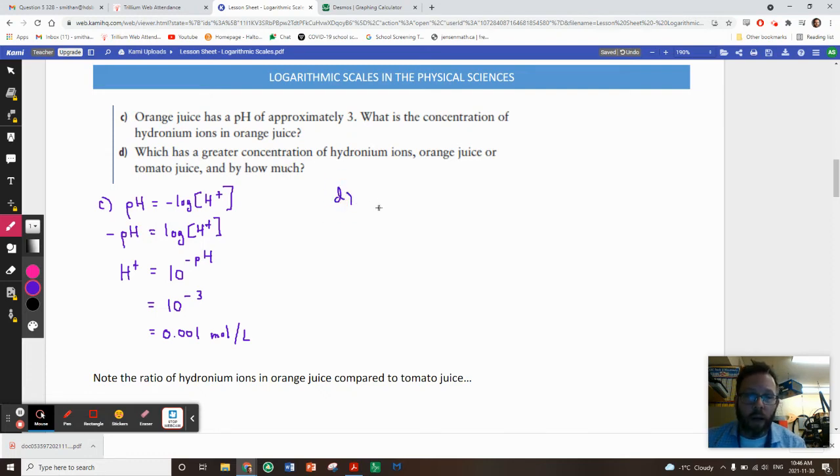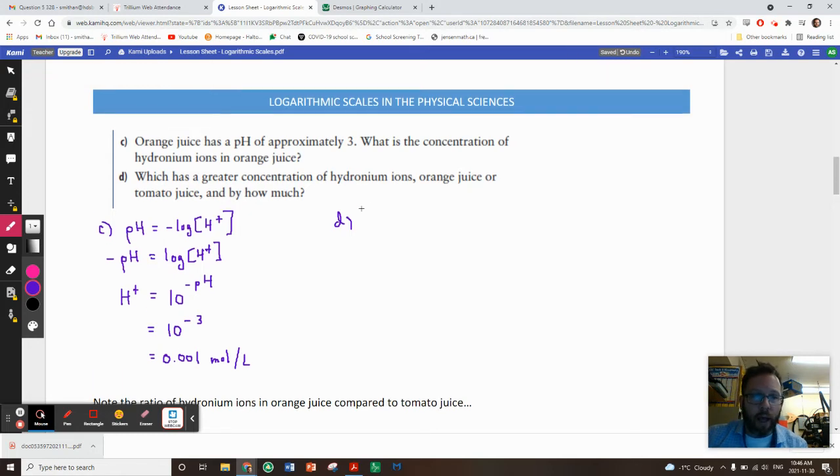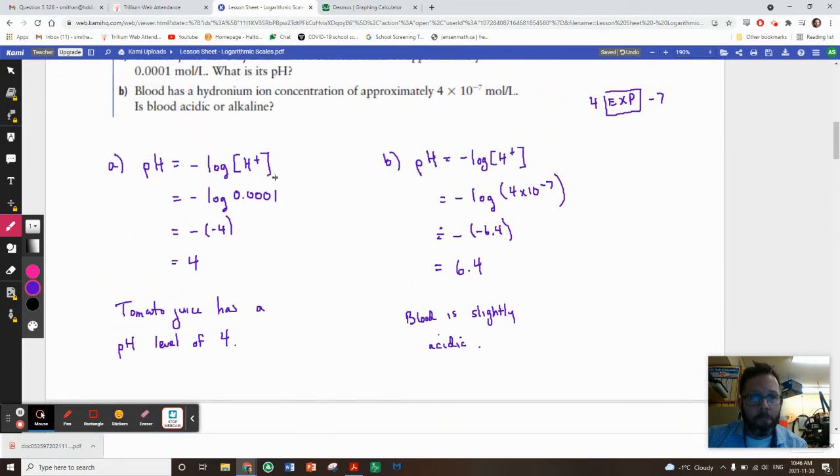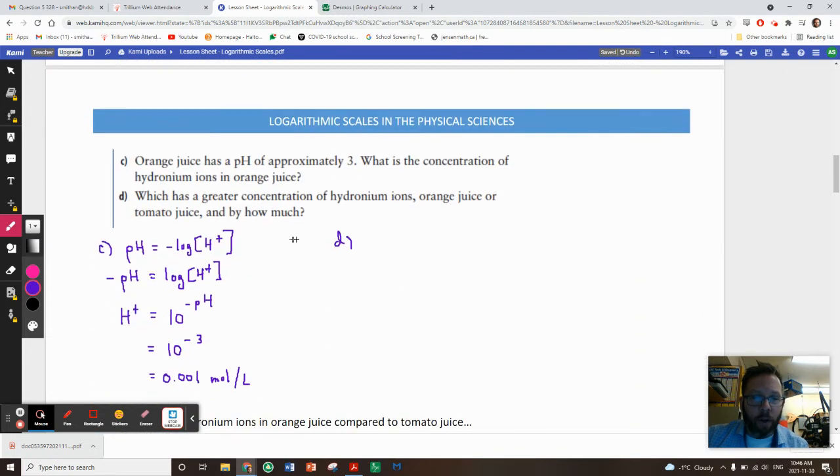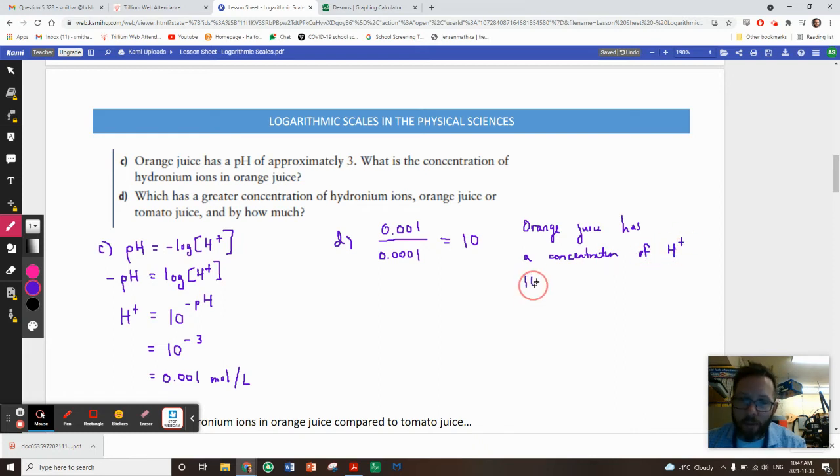For tomato juice and orange juice, orange juice had 0.001, just making sure I get the bigger one on top. And tomato juice had 0.0001. If you divide these two numbers, you get 10. And what this shows you is that orange juice has a concentration of hydronium ions, I'll just say of H plus, 10 times higher.